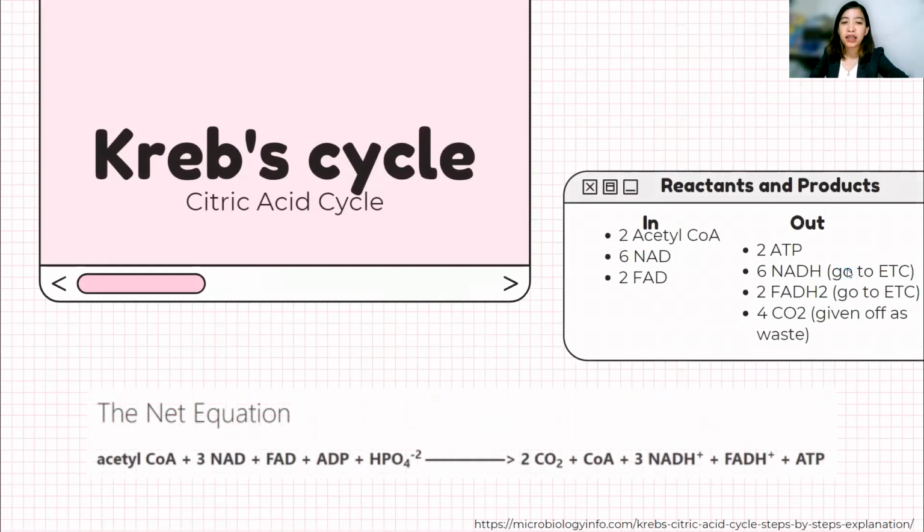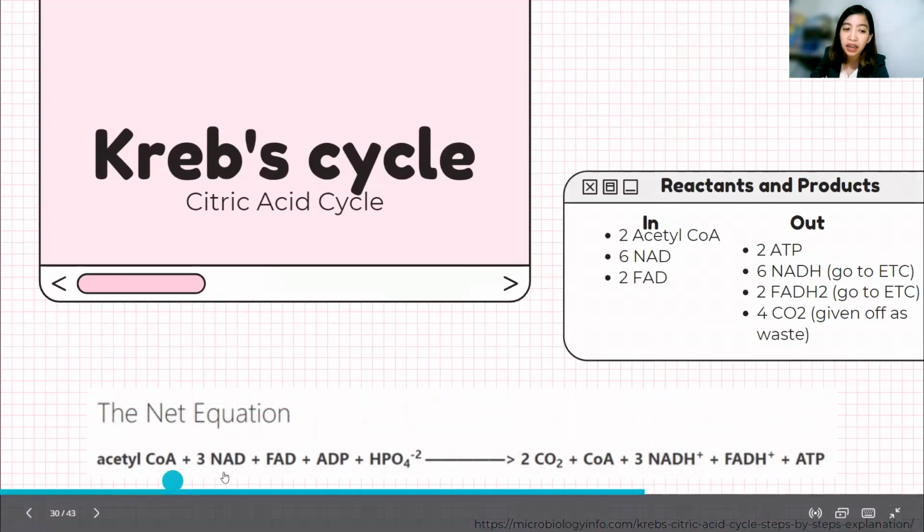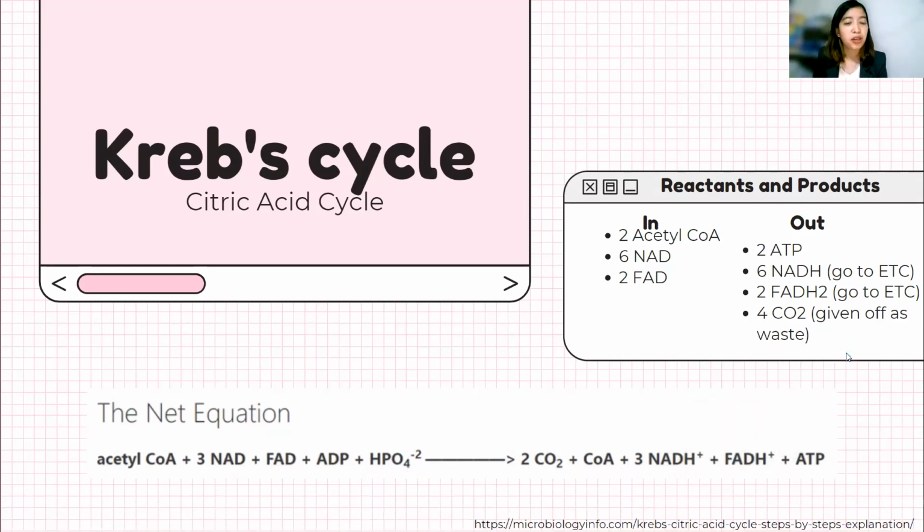Ayan, so recap lang muna sa Krebs cycle natin. Bale, yung pinaka-net equation natin dito from acetyl-CoA, NAD, FAD, ADP, HPO4, meron tayong ma-yield na carbon dioxide molecules, CoA, NADH, FADH2, and dalawang ATP molecules. So kung mapapansin nyo, by this time, yung glycolysis natin only yields 2 ATP and our Krebs cycle only yields 2 ATP lang din ulit.